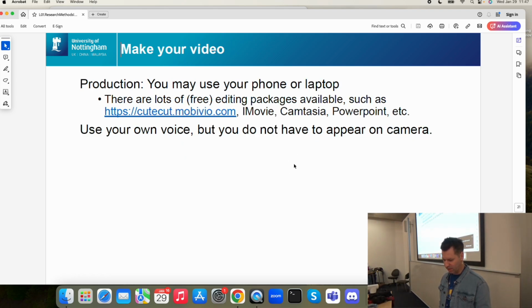For making the video, you can use your phone or your laptop. There are lots of free editing packages available for making videos: iMovie, Camtasia, PowerPoint. You can use your own voice, but you do not have to appear on the camera. So there's sound. The video has sound, right?